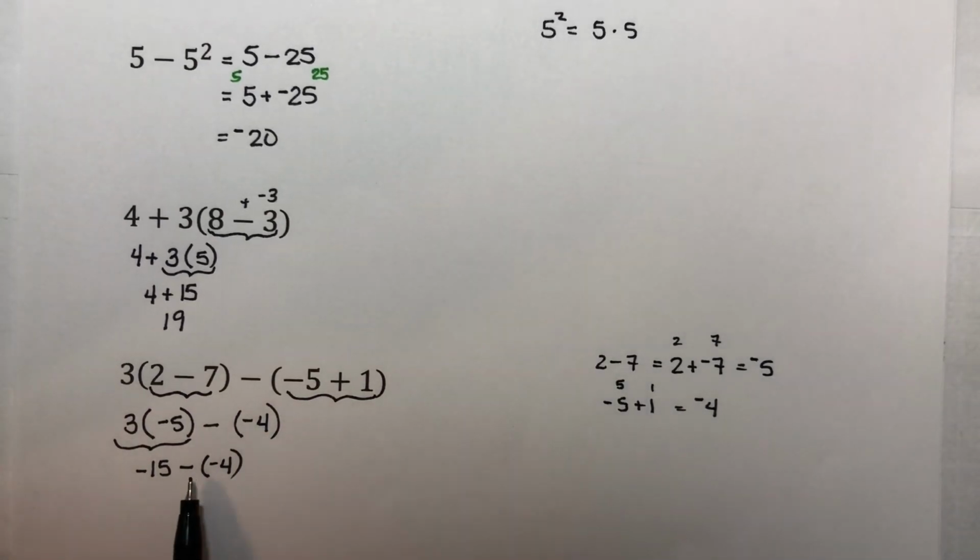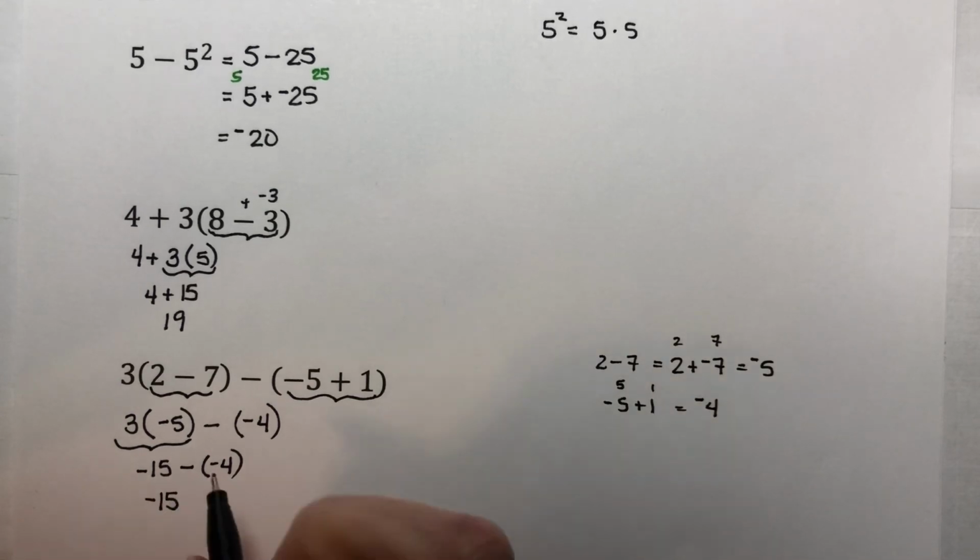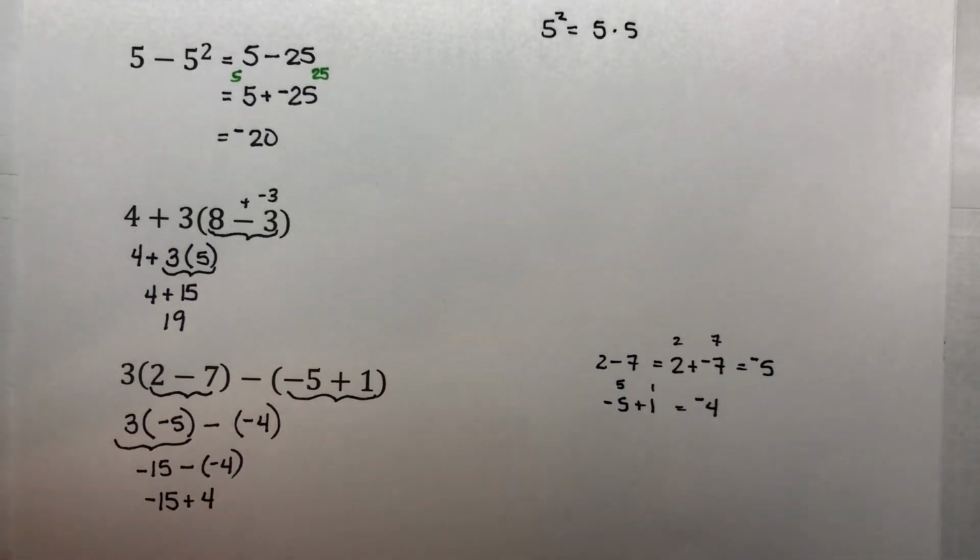Now the only operation we have left is a subtraction. I have negative 15, change it to plus the opposite of, so plus the opposite of negative 4 is positive 4. Now finally in addition, I have opposite signs, so I'm looking at their absolute values, which would be 15 and 4. 15 minus 4 is 11. The 15 is a larger absolute value. It was negative, so my answer is negative.